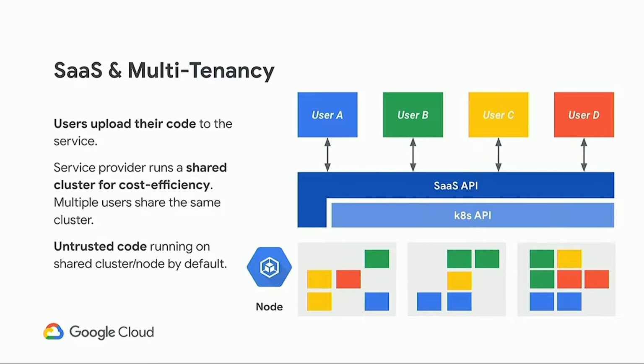Now, if your system runs trusted code, you're following the right best practice and lower privilege. That's really great. However, in the case of SaaS and multi-tenancy, things don't necessarily work that way.